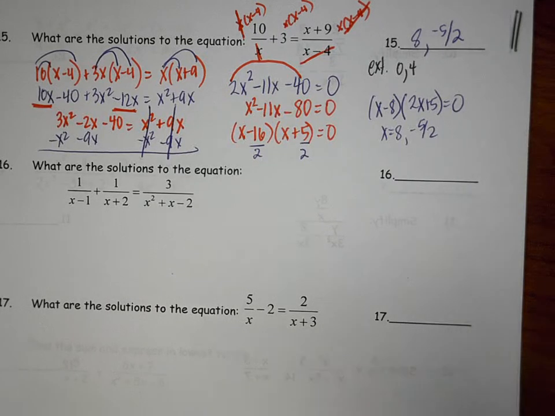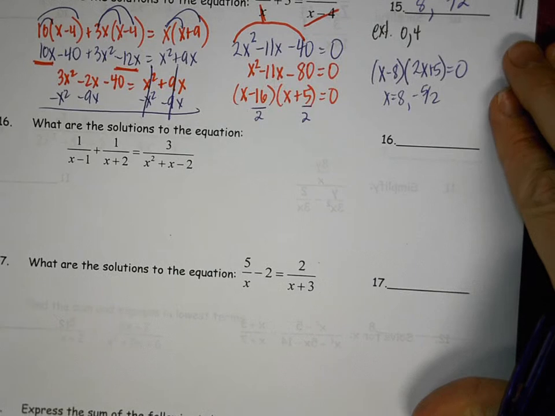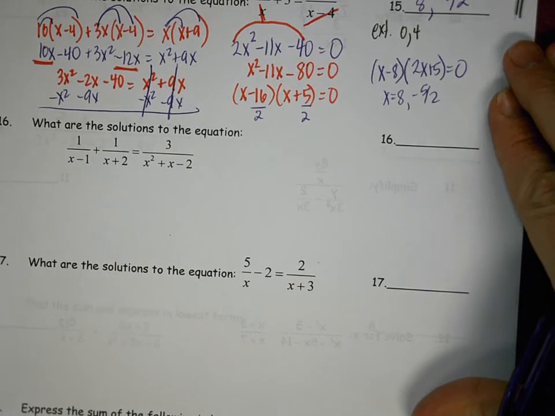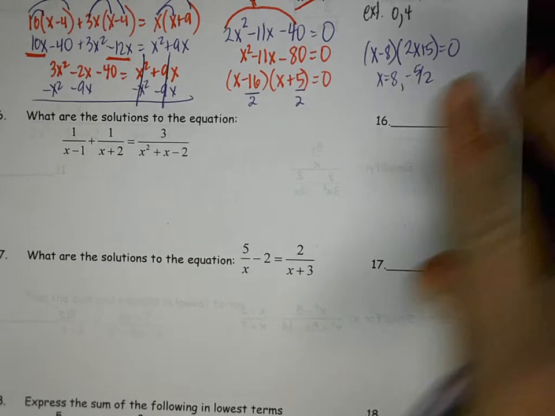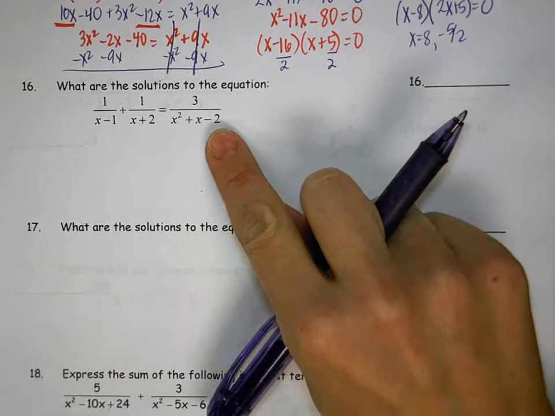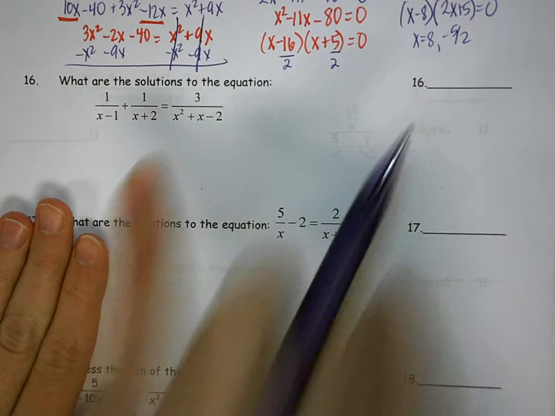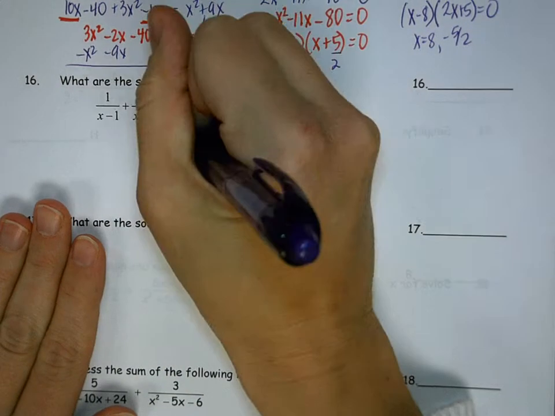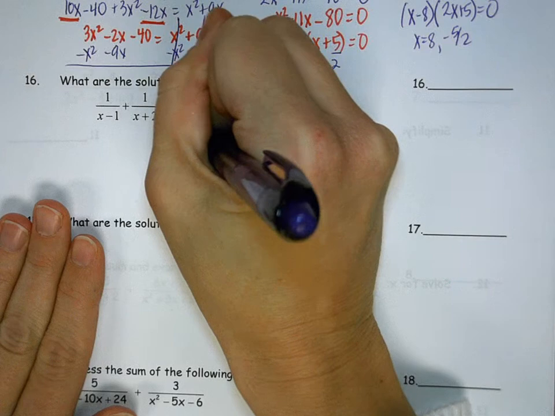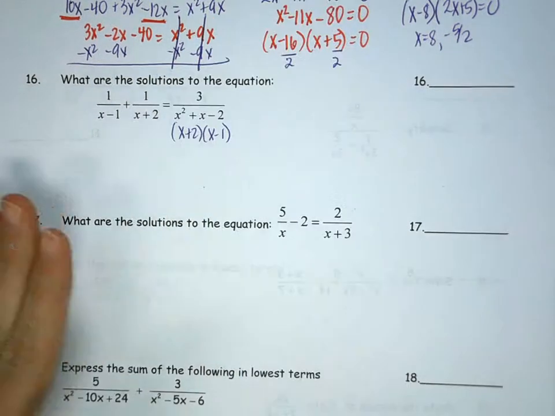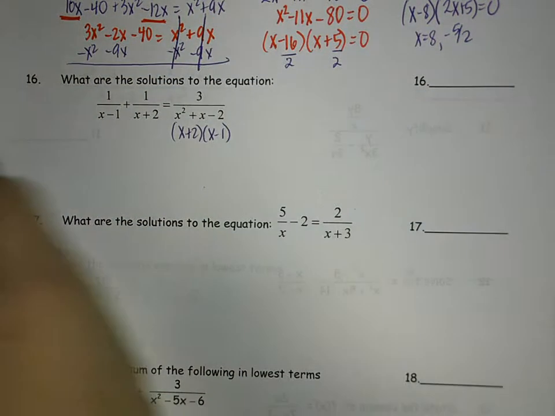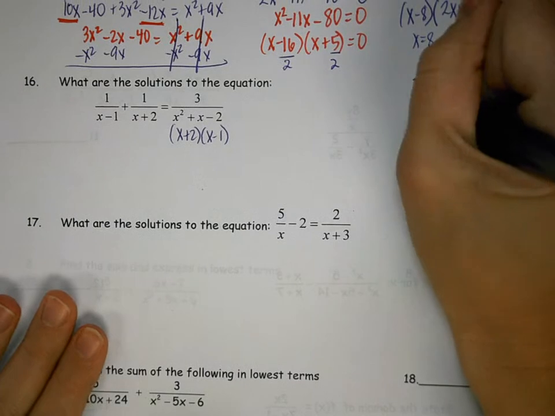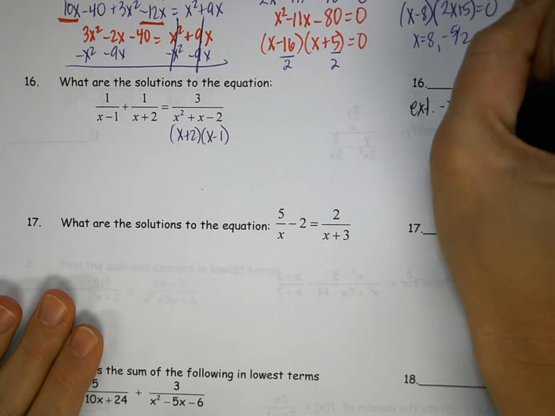All right, 16. So again, there's an equal sign, which means we need to write the extraneous solutions. Factor this so you can help find your extraneous solutions. So when I factor that, what will it be? Positive x plus 2 and x minus 1. Perfect. X plus 2 and x minus 1. So what are extraneous solutions? Positive 1 and negative 2.